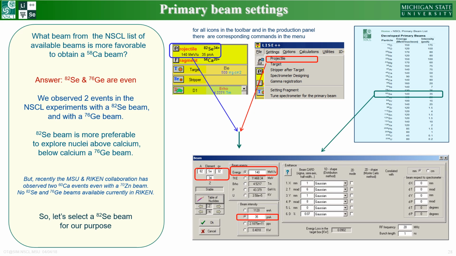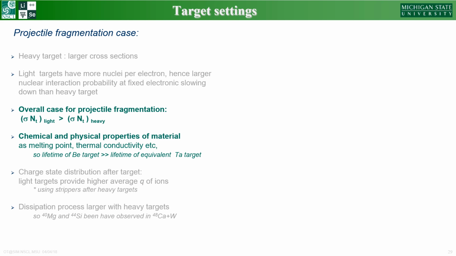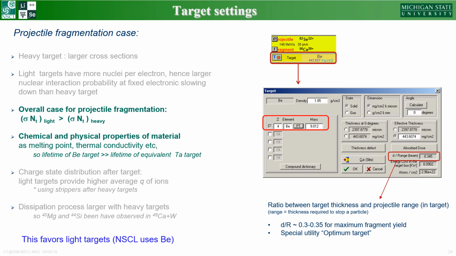beam dialog. Next up is the choice of target. Based on the product of the probability of fragment creation, called cross-section, and the number of nucleons in a target, light targets are more preferable in projectile fragmentation reactions. Let's assume initially the target thickness is 30% of the range of a projectile in a target. Range is the target thickness that is needed to stop a projectile. The special utility optimum target can be used to calculate a thickness for maximum fragment production rate.